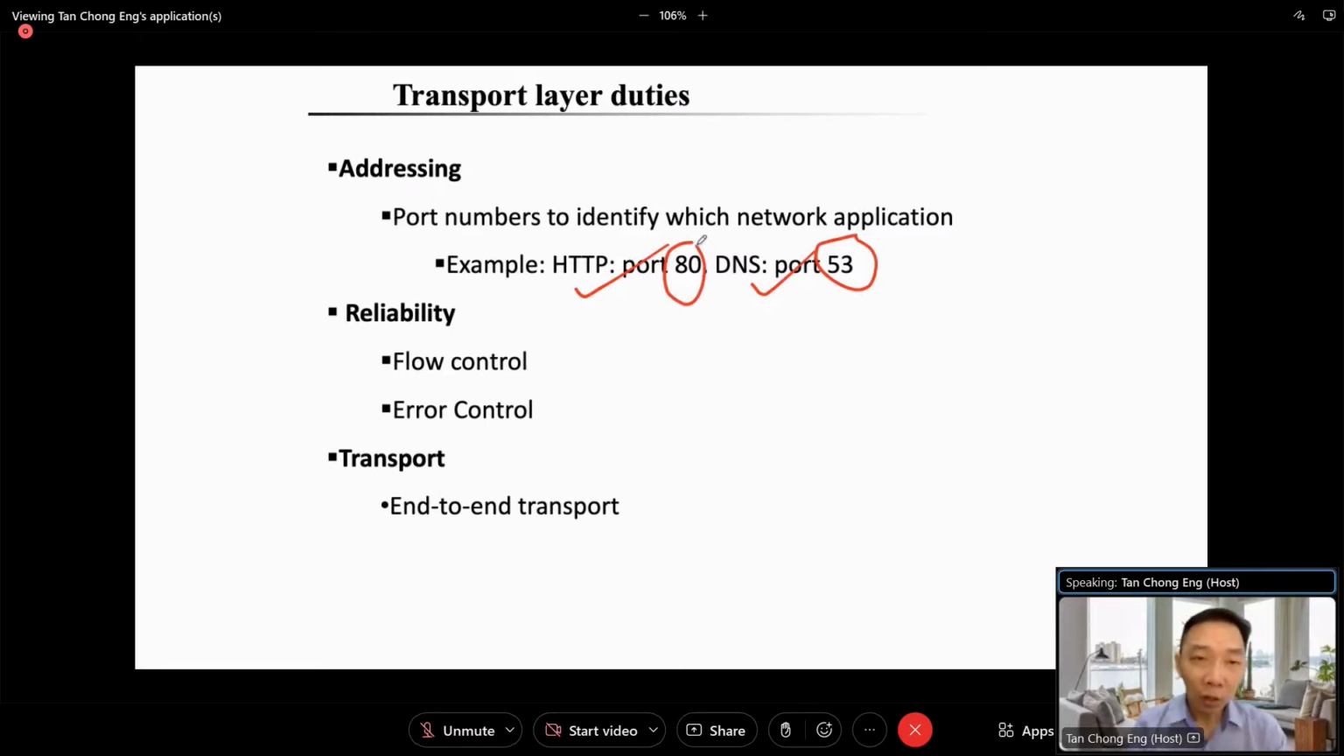And then later we look into reliability, because this layer is also responsible for the reliability of sending the data packets. To ensure reliability, they need to be able to control the flow. They need to be able to fight errors. Okay? So at the end of the day, from the transport perspective, there is an end-to-end transport established under this layer.